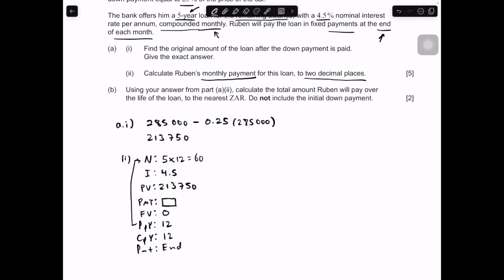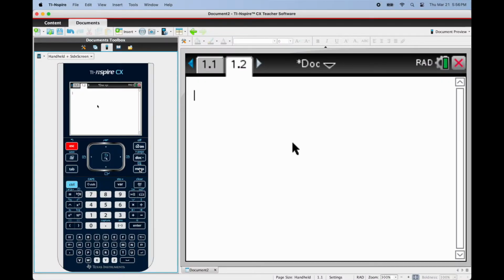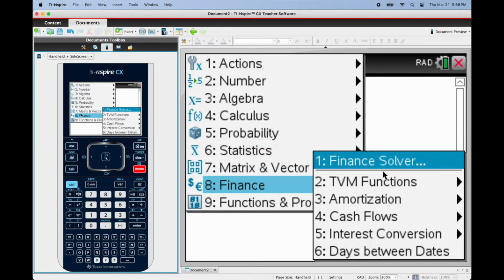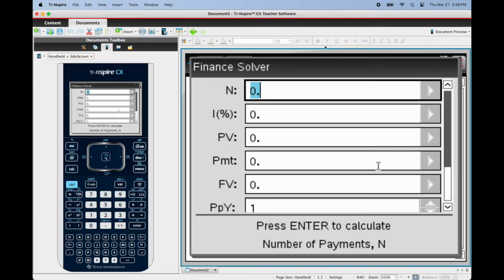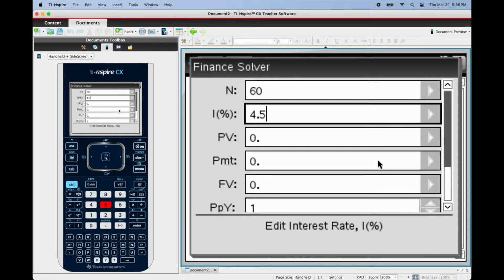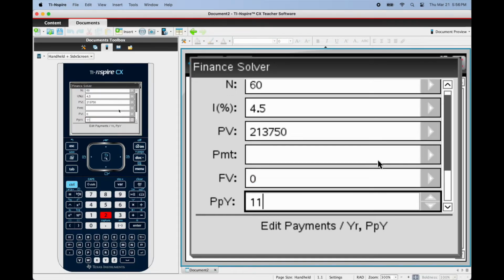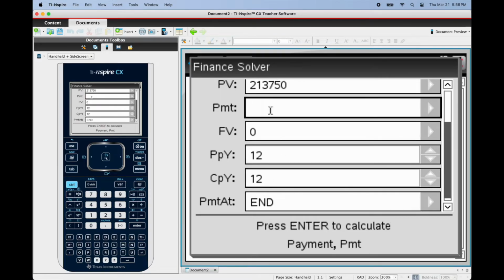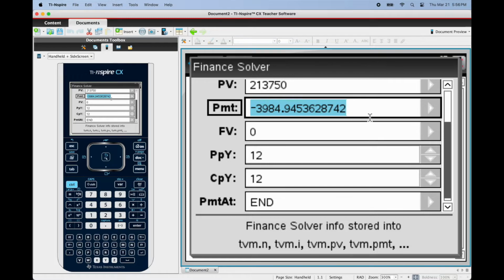Alright, let's go to the calculator screen and work this out. Menu, where are we now? Finance solver. 60 payments, interest rate is 4.5%. He took out a loan of $213,000. We don't know the payments. Final value wants to be equal to 0. Payments per year, 12, and all looks good. And so this is the size of his payments, $3,984.94 or 95 cents in this case.